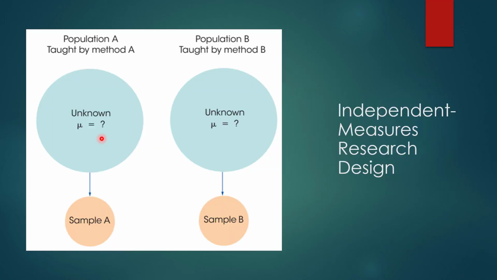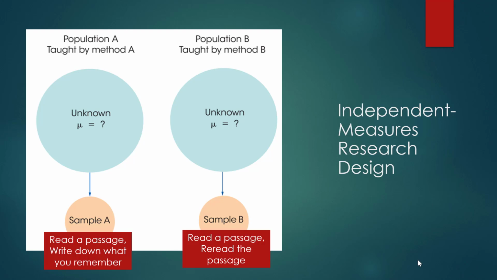So for our independent measures research design, the idea is that we have 2 separate samples that represent 2 different populations. So we have population A taught by method A, and we have an unknown population mean. We pull that sample, hopefully a representative sample, and then we do some sort of treatment on this group. We also have population B taught by method B. We have an unknown population mean, but we pull a sample from there, again, a representative sample using random sampling, and we get a sample mean for sample B.